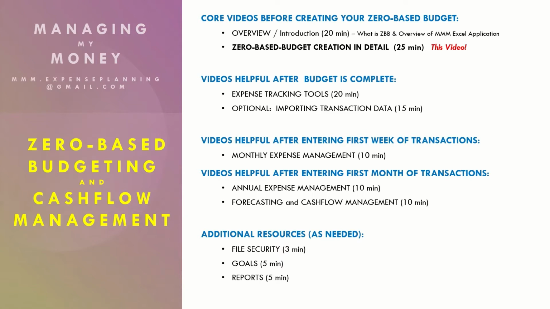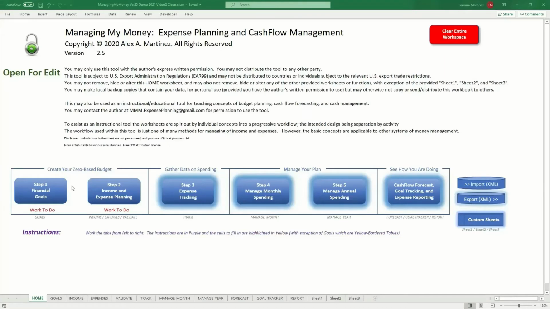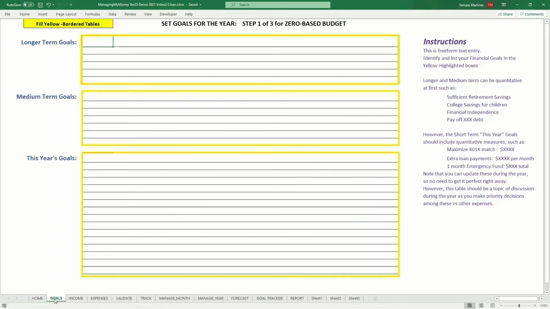In this video, we will jump right into creation of a zero-based budget. So you can see here on the tool, we'll focus on the first section, which is creating your zero-based budget. It includes step 1 and step 2, financial goals, followed by income and expense planning. So the first step in your zero-based budget is to go to the goals tab.